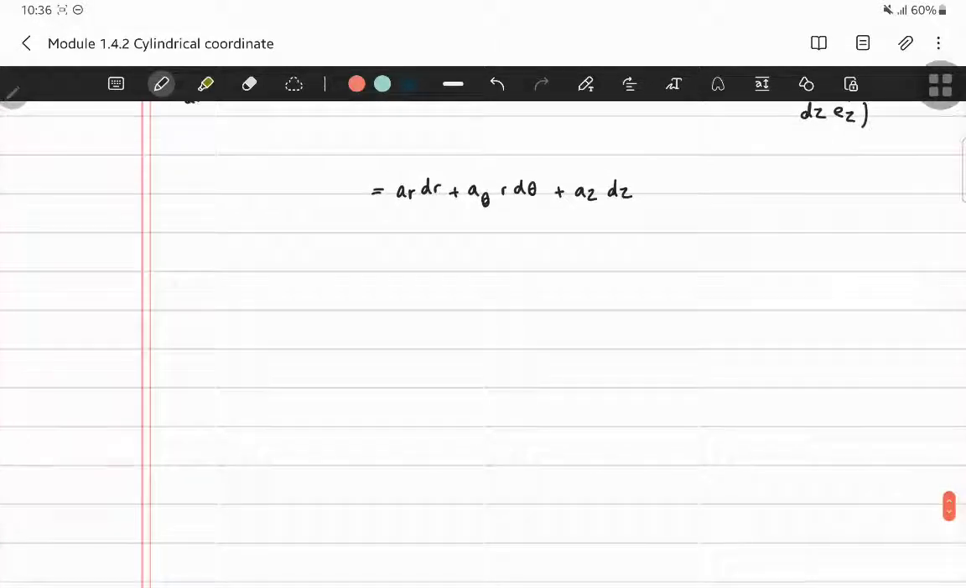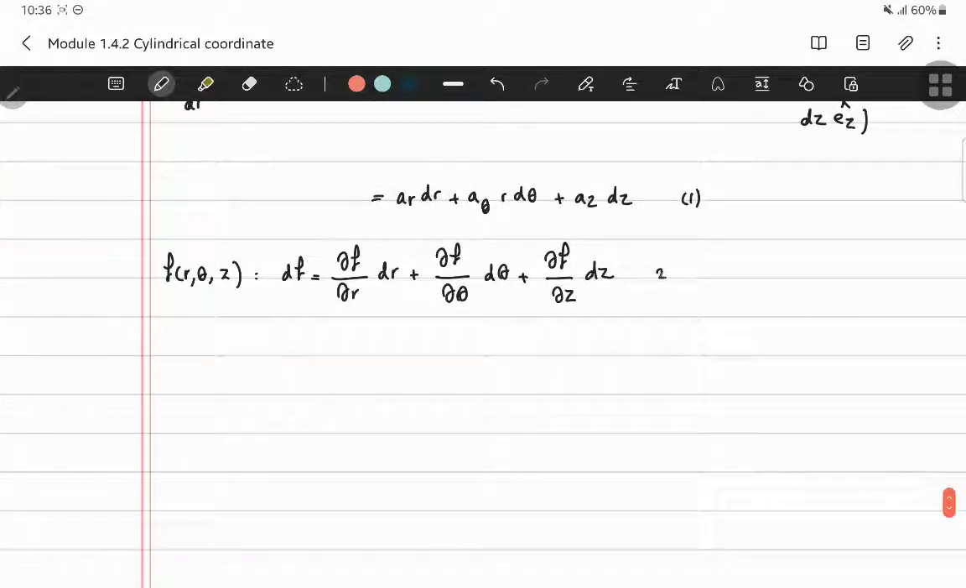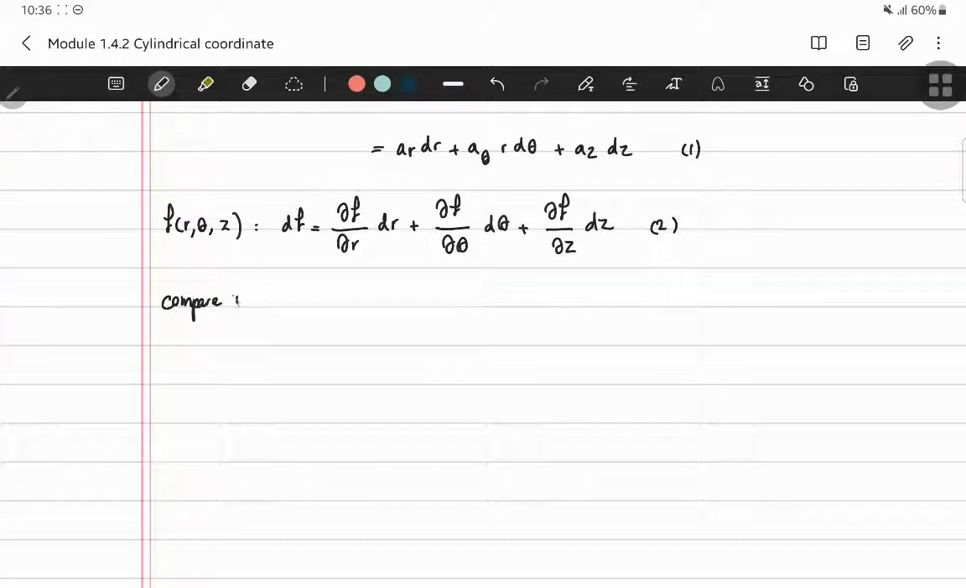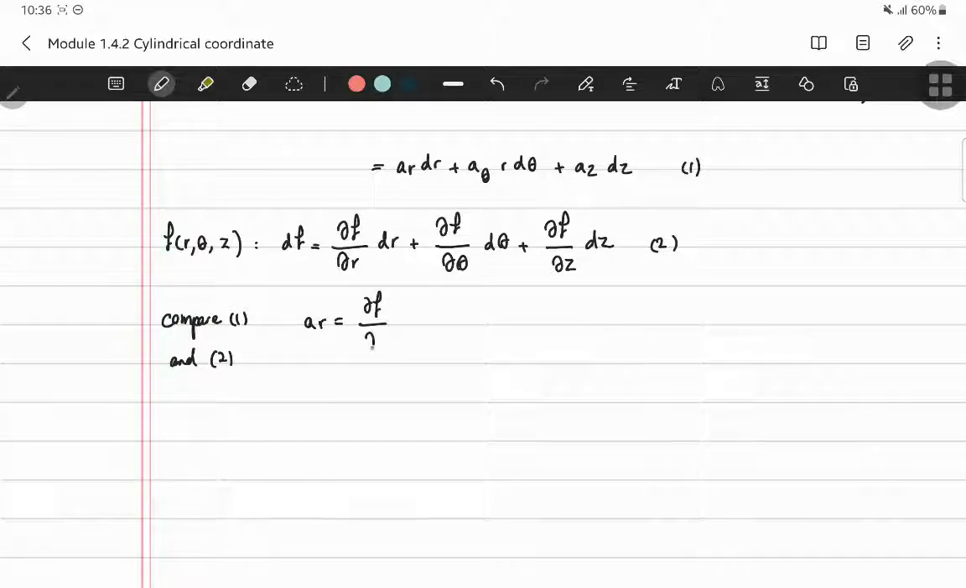Now I have my vector field f(r, theta, z), and I know that df is the partial derivative of f with respect to r dr plus the partial derivative of f with respect to theta d theta plus the partial derivative of f with respect to z dz. So if I compare 1 and 2, then you get that a_r is the partial derivative of f with respect to r, a_theta is 1 divided by r times the partial derivative of f with respect to theta, because we have an r here. So a_theta r is equal to this, so a_theta is 1 divided by r times the partial derivative of f with respect to theta, and a_z is the partial derivative of f with respect to z.